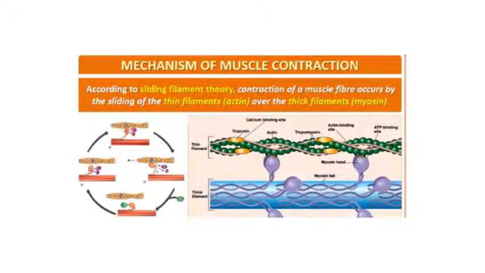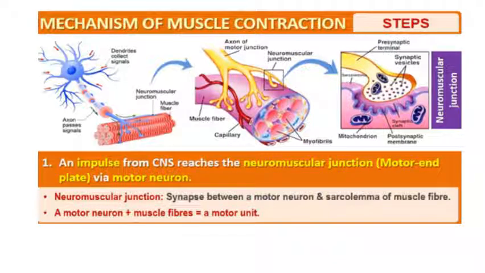So now let us understand how a muscle contracts. We have various theories to understand this. According to the sliding filament theory, contraction of a muscle fiber occurs when the thin filament, that is the actin, slides over the thick filament, that is the myosin. Let us try and understand the steps which are involved during the process.